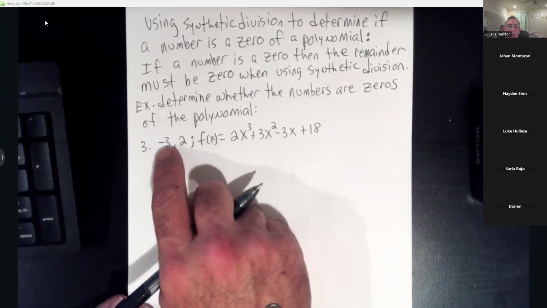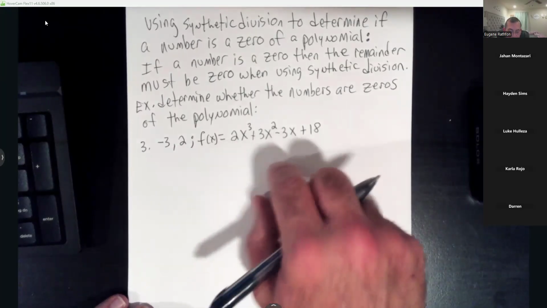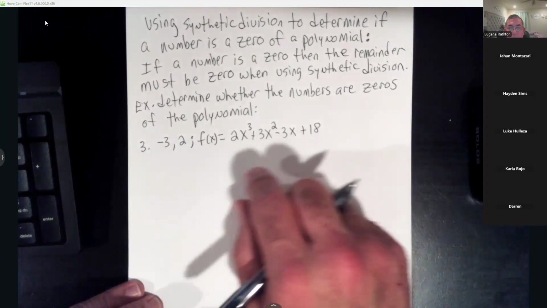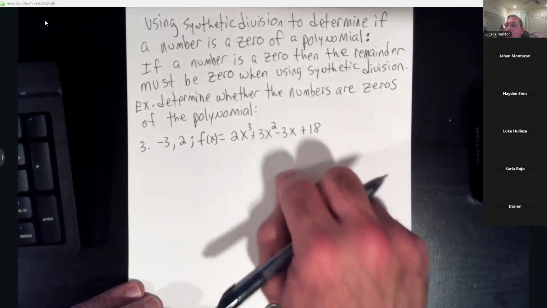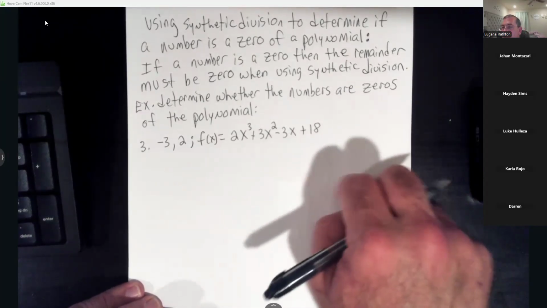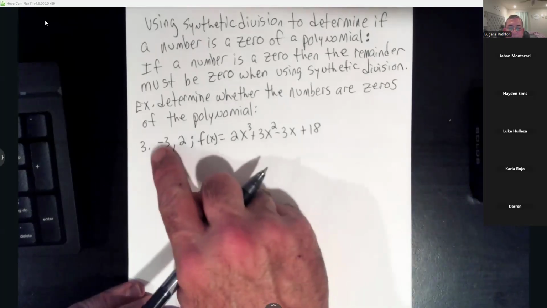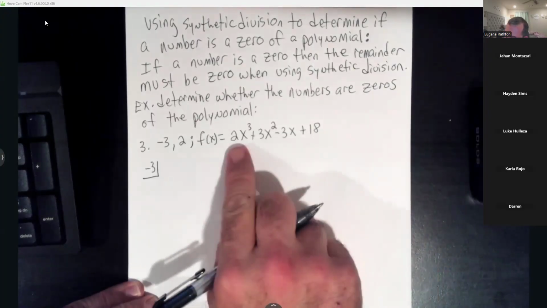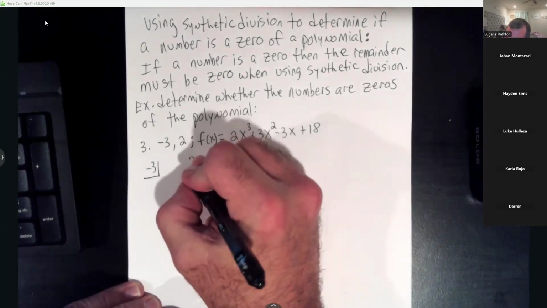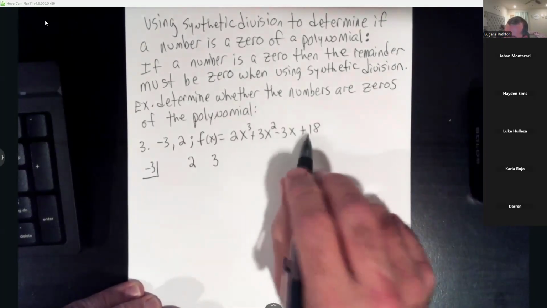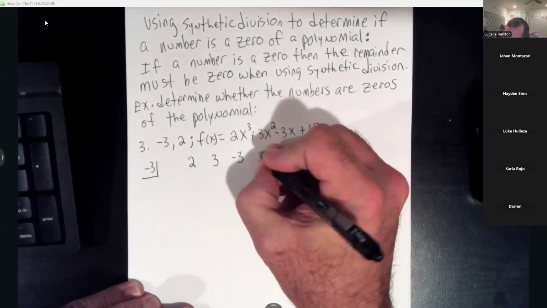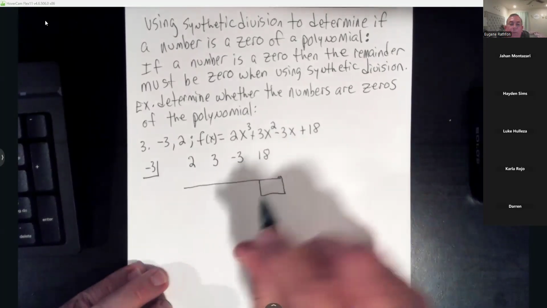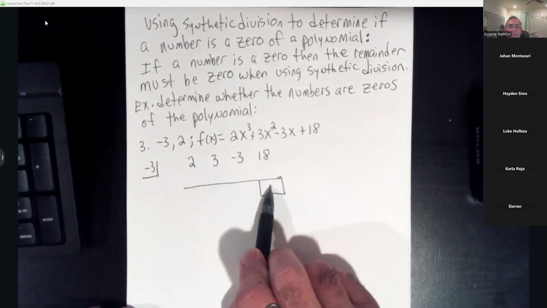I'm going to check each number, and then after you check each number, you put in whether it's a 0 or not, okay? And in this one, they'll ask you, if it's not a 0, then what was the remainder that made us say that, okay? So let me check -3 first. Right now, my coefficients, I got a 2, 3, -3, and an 18. I'm going to box that off. And for me to put yes, I need a 0 here, okay?